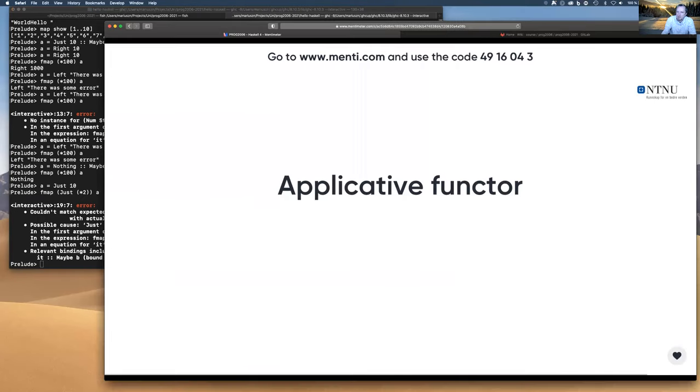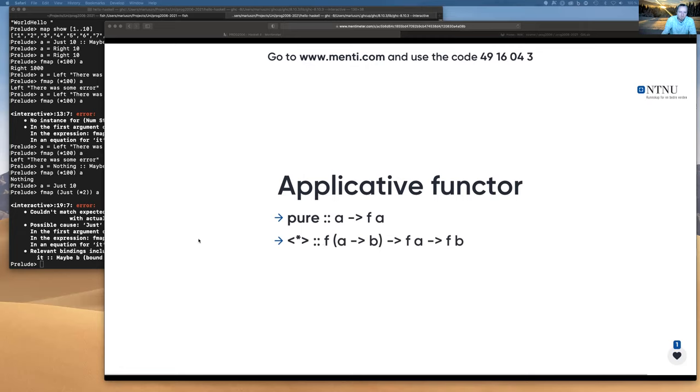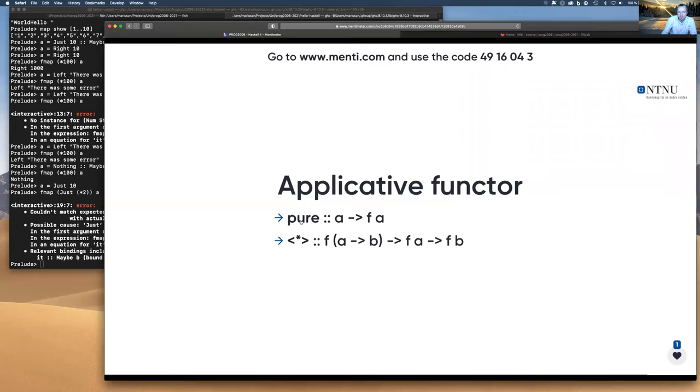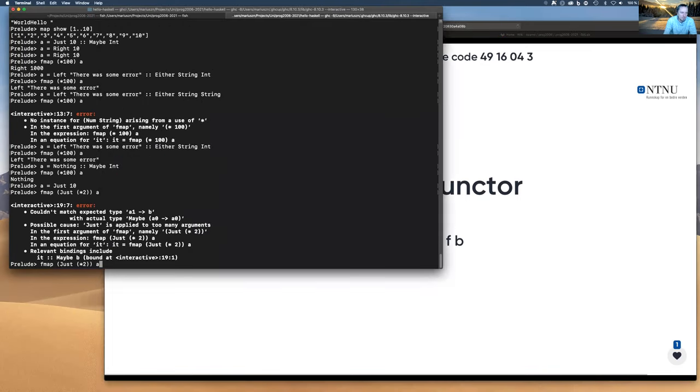An applicative is basically a functor which can do this trick, which can allow me to apply a function in a context to a value in a context, okay? And it defines two functions. It defines a pure function which takes a value and puts it in the context. And then it defines a kind of no-name splat operator, whatever that is, which allows you to apply a function in a context to a value in a context and gives you a value in a context back, right? So if we use this operator, we can basically do this, right?